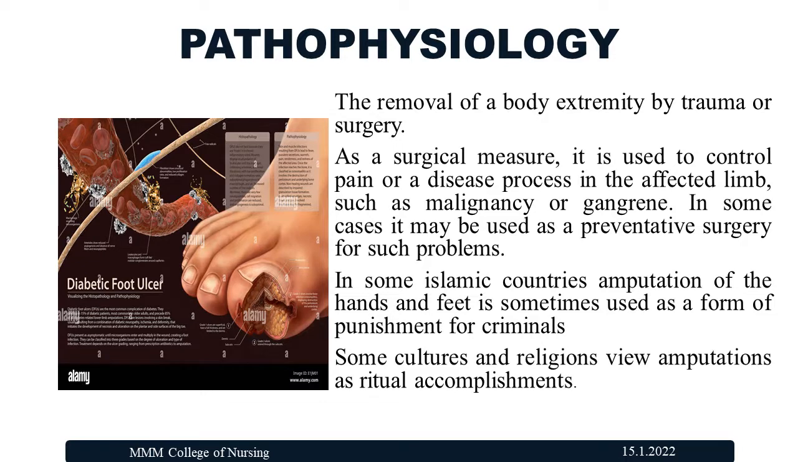In regard to pathophysiology, the removal of a body extremity by trauma or surgery, as a surgical measure, is used to control pain or a disease process in the affected limb, such as when the patient has malignancy or gangrene. In some cases it may be used as preventive surgery for such problems.